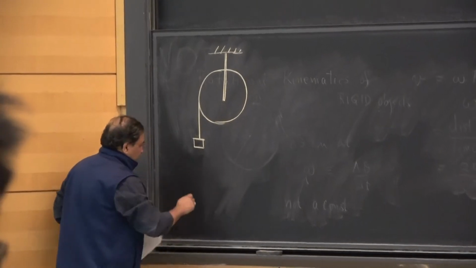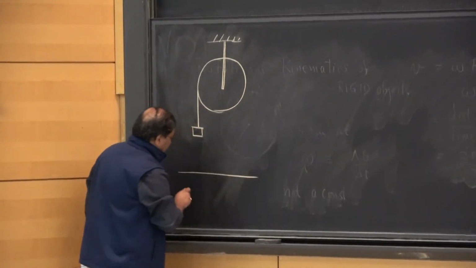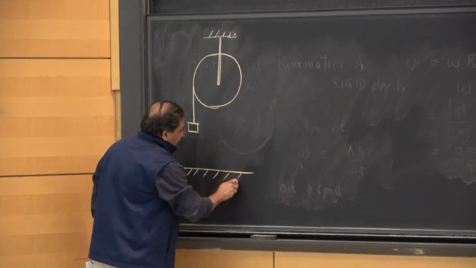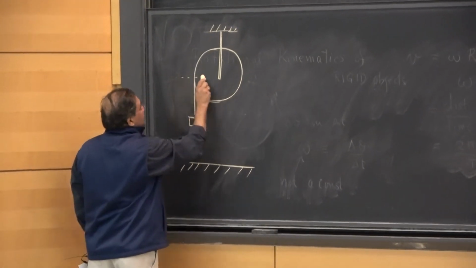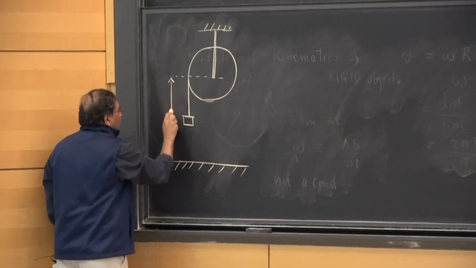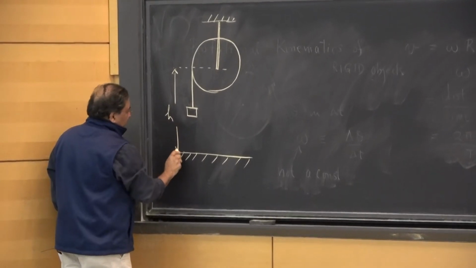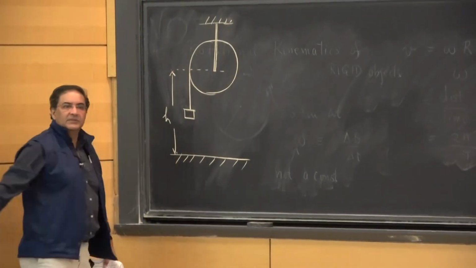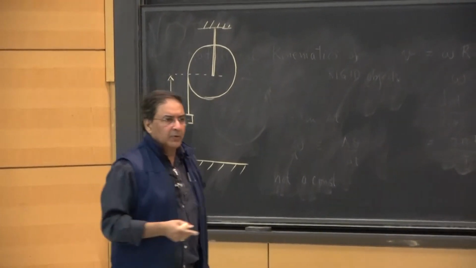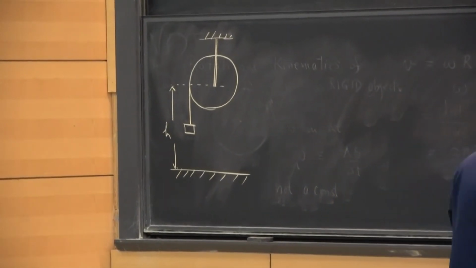So let's also say that this is the ground level, and the distance from here to the ground level is h. So this mass starts off here and slowly comes down. Very simple problem. The pulley is unwinding and the mass is descending.